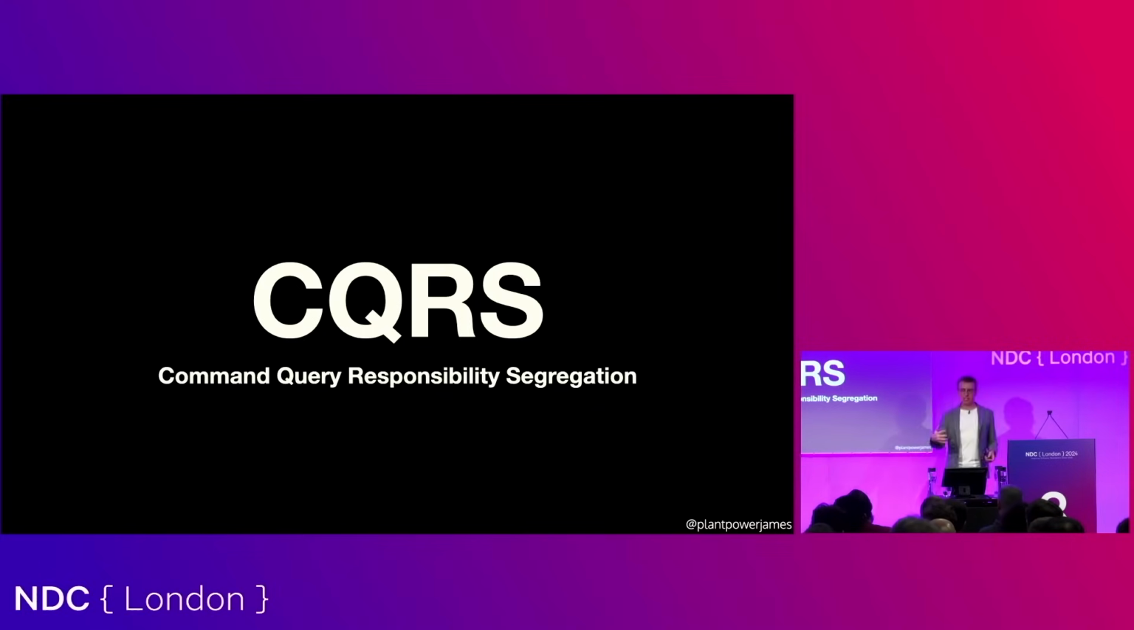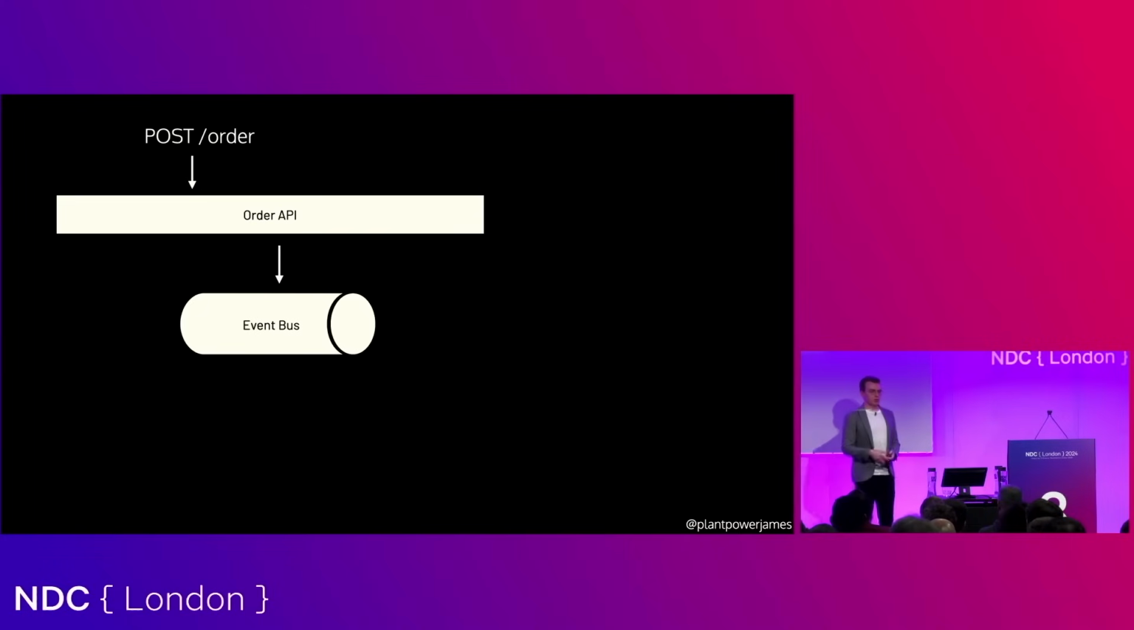So in CQRS, you split your system into two completely independent services. One for processing commands, one for handling queries. So the create order request will come in to your order API. That will do a little bit of validation, maybe store that in an orders database and publish an event to an event bus.